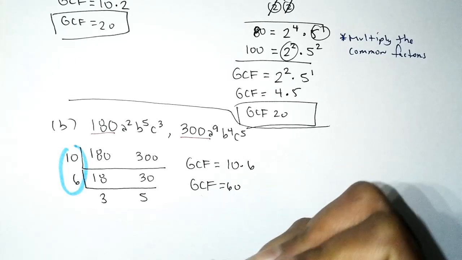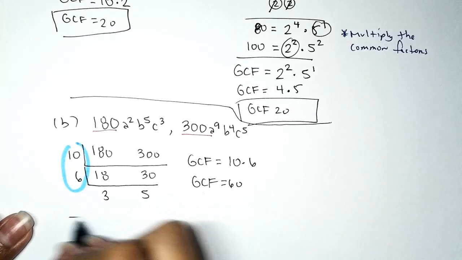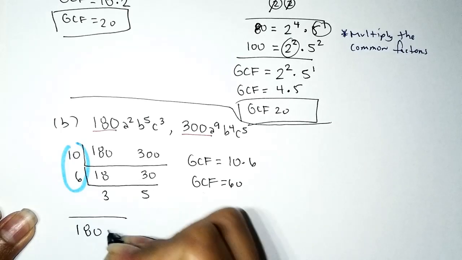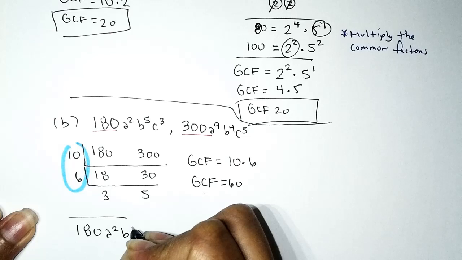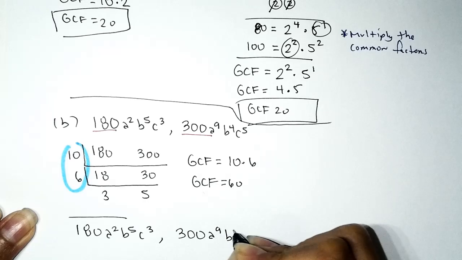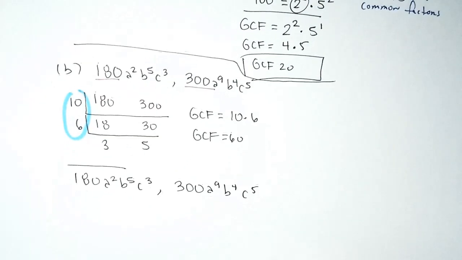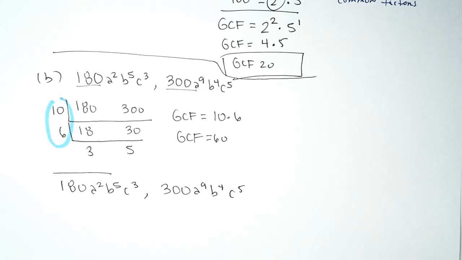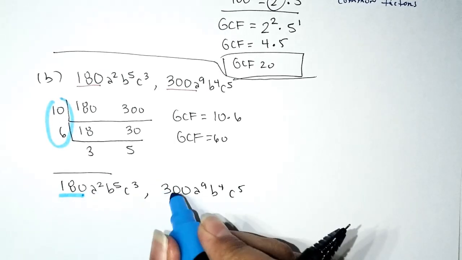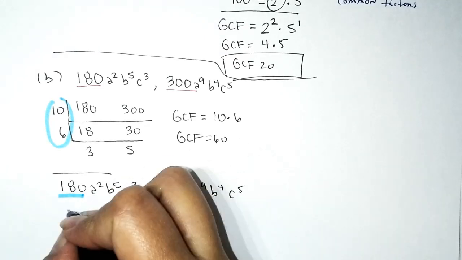All right, fantastic. The original terms that we were given were not 180 and 300. We had those variable terms. Let me write the problem over. So we have 180 a squared b to the 5th c cubed, and 300 a to the 9th b to the 4th c to the 5th. Sorry, I'm running out of space. What is the GCF between these two terms? Well, for the coefficients, thanks to your hard work, we know that the GCF is 60. That's what we got before.